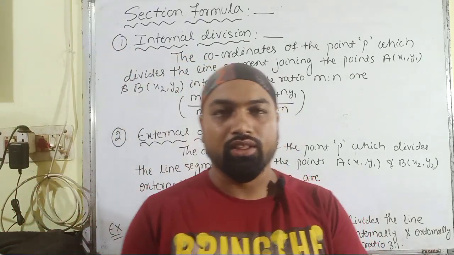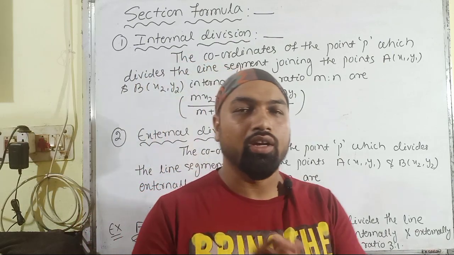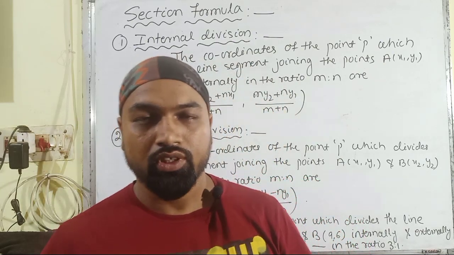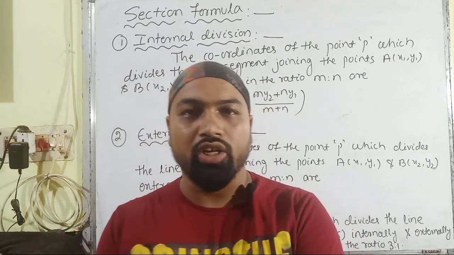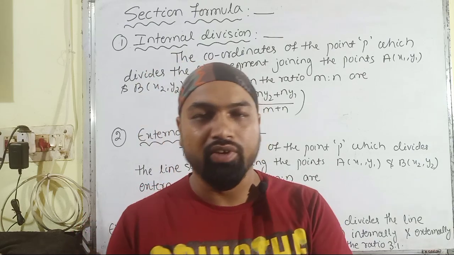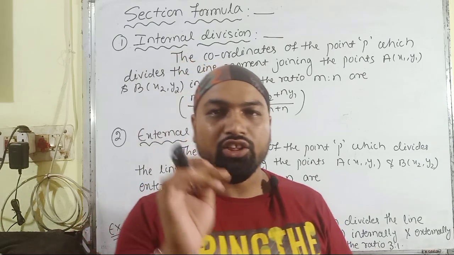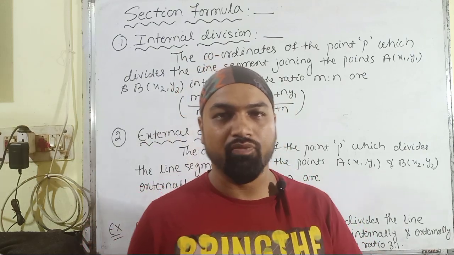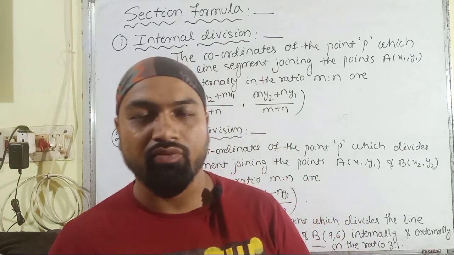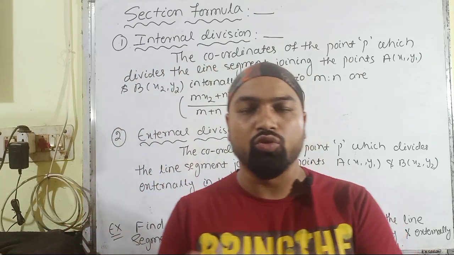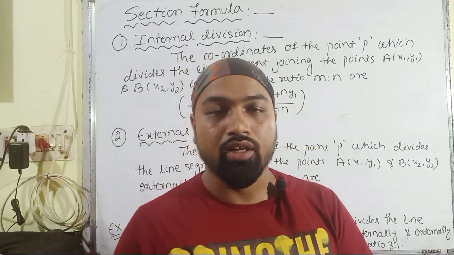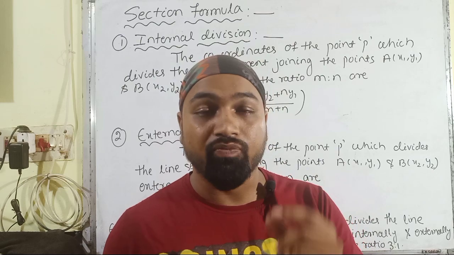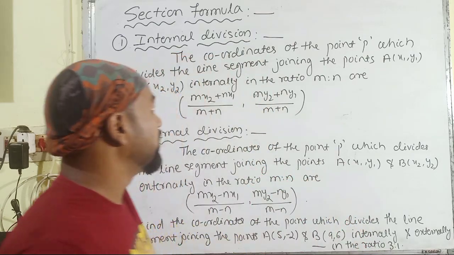Consider any two points A (x1, y1) and B (x2, y2). Then the line segment joining the two points A and B is called AB. Let us consider another point P(x, y) which lies on the line segment AB and divides it in the ratio m is to n. Then we have to determine the coordinates of the point P(x, y), and that is called internal division.